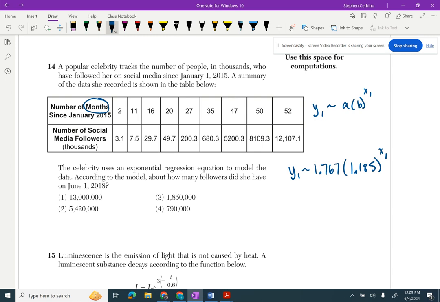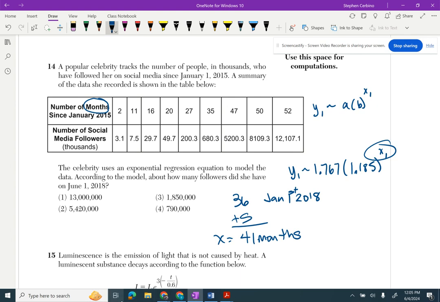From January 2015 to January 2018 would be 3 years, so that would be 36 months to get to January 1st, 2018. And then we have to go from January to February to March to April to May to June, so we'd have to add 5 more months to this. So we have a total of 41 months. This is your x value that we're going to plug in here.